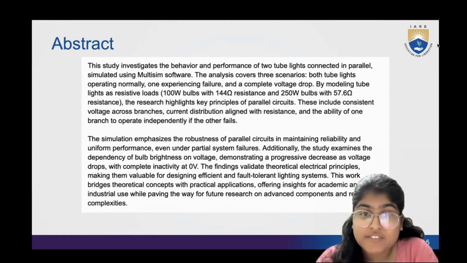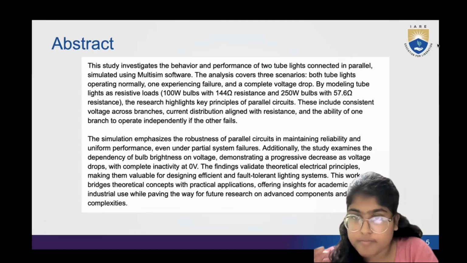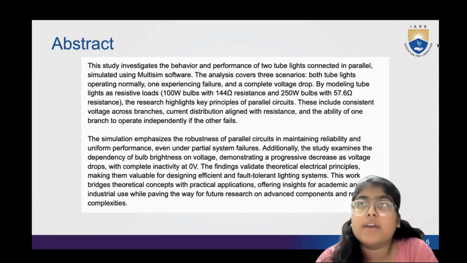One is experiencing failure and a complete voltage drop. The complete voltage drop has been mimicked directly by a faulty voltage source. The third scenario is a faulty voltage source, where it has been simulated with the wire being cut.